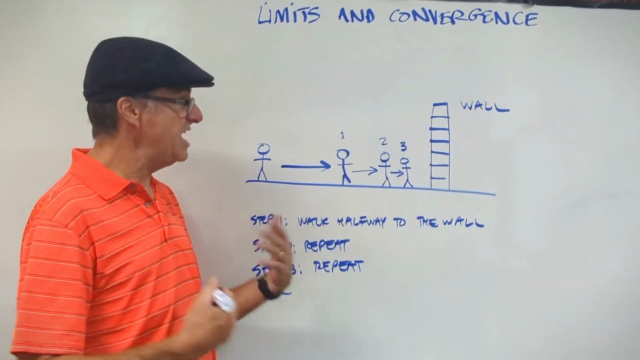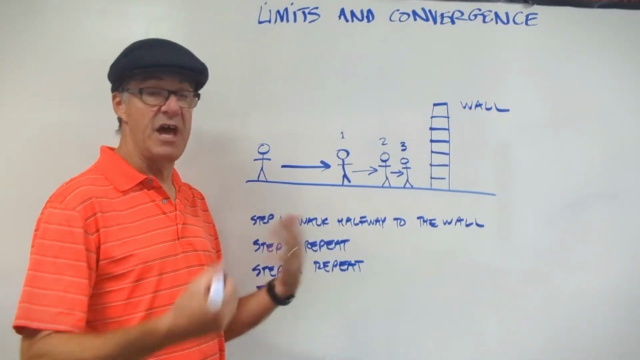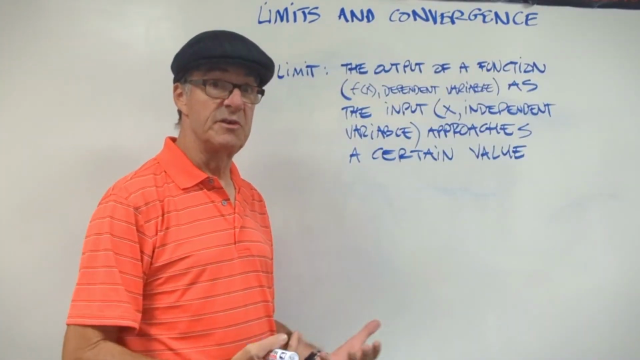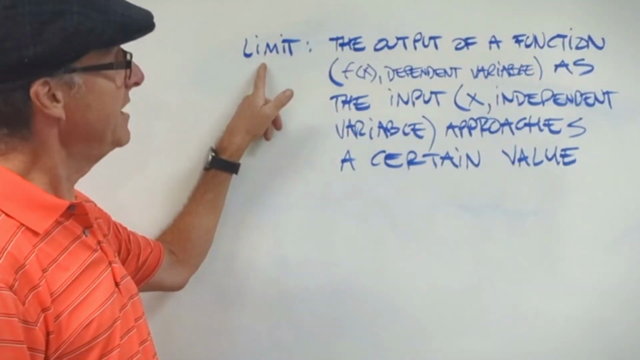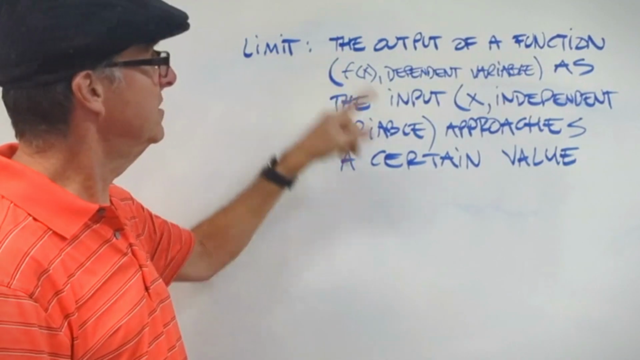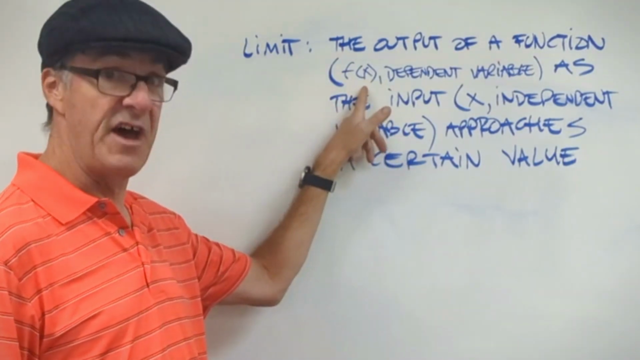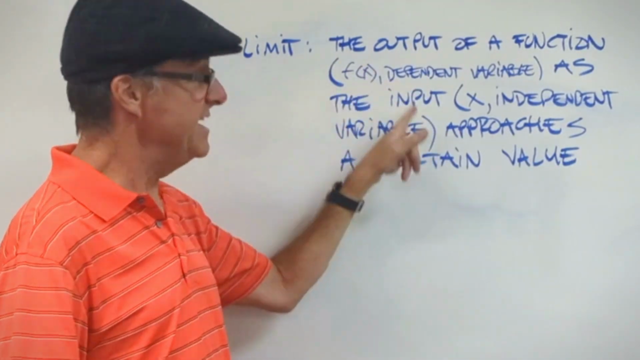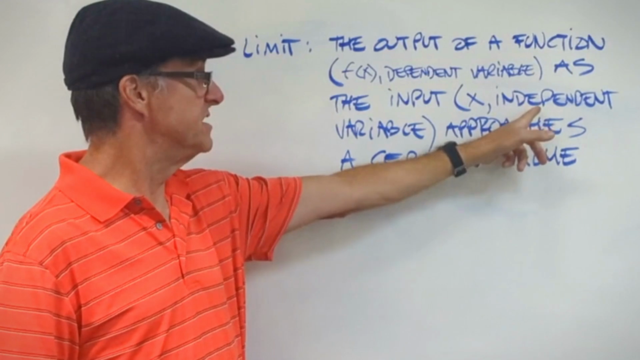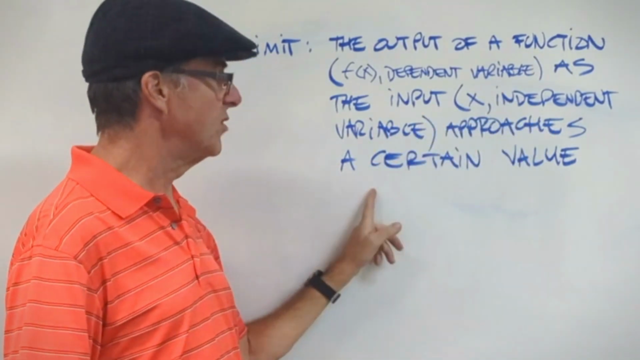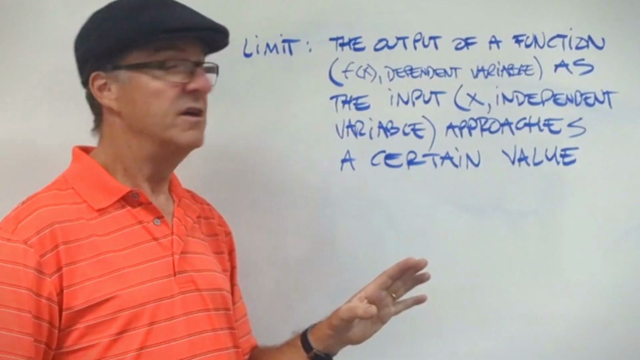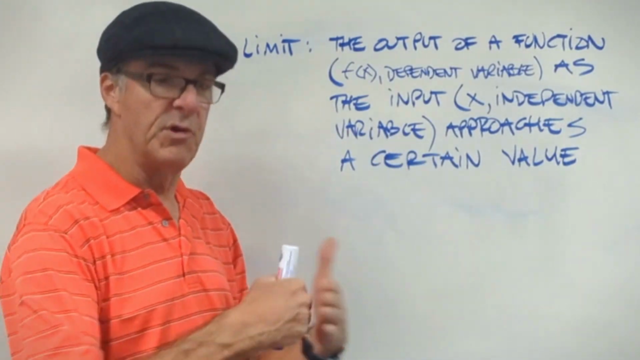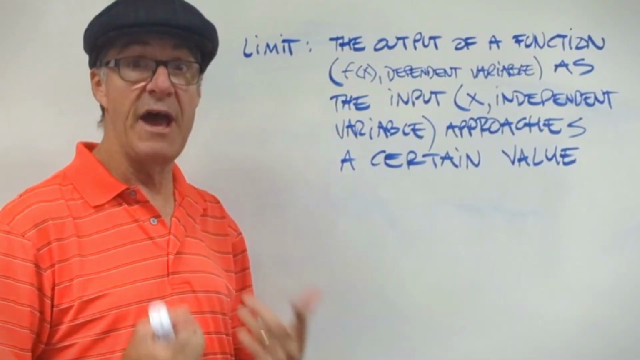So what we're going to do in this lesson is take a look at mathematical functions and what their limits might be. All right, so let's get a formal definition of a limit using some mathematical terminology. A limit is the output of the function, and remember, the output of a function is our f of x, not our x, our dependent variable. So it's the output of a function as the input, which is our x, or our independent variable, approaches a certain value. So it's what's coming out of that mathematical function as our input approaches a certain value.